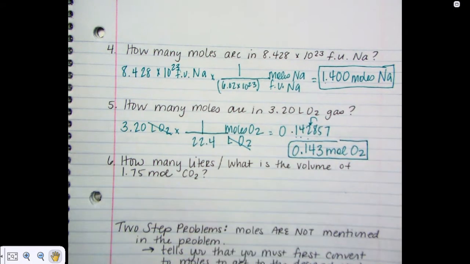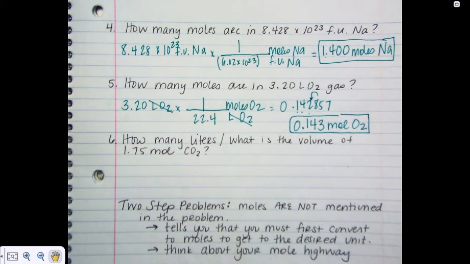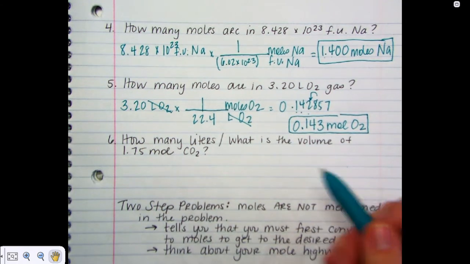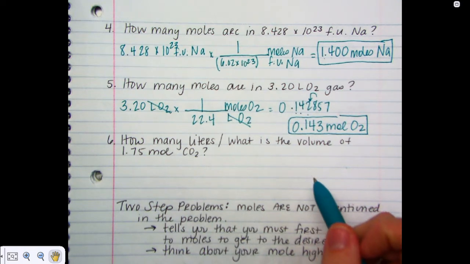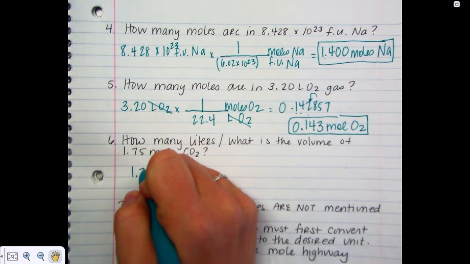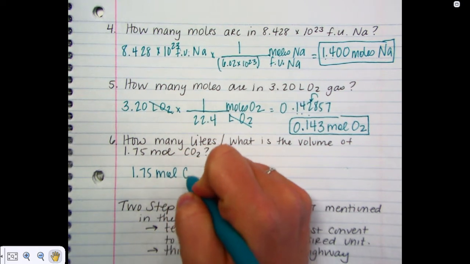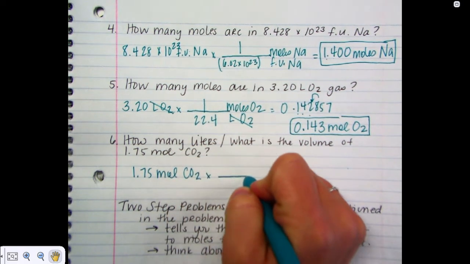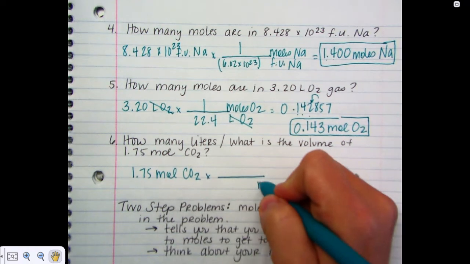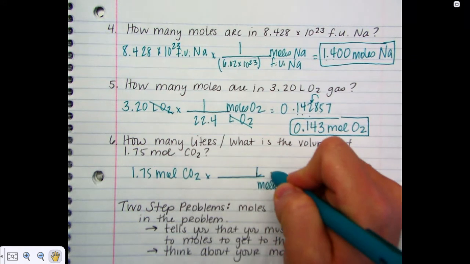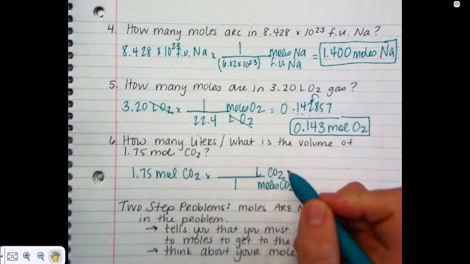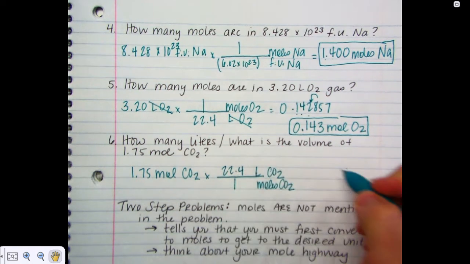Okay. All right. And for the last one, how many liters, or what is the volume? I'm just giving you 2 different ways that you could see this question. How many liters of, or what is the volume of 1.75 moles of CO2? So 1.75 moles CO2 times, all right, I'm getting rid of moles, so they go on the bottom, moles of CO2. I'm going to liters, liters of CO2. 1 mole is equal to 22.4 liters.